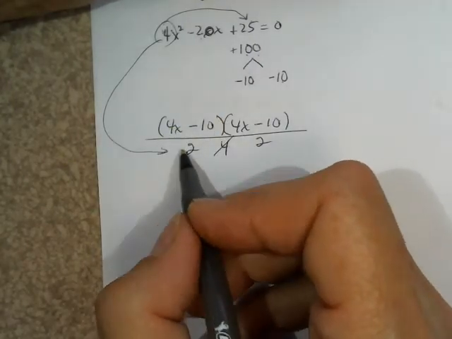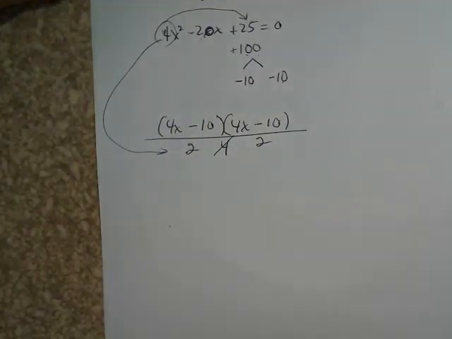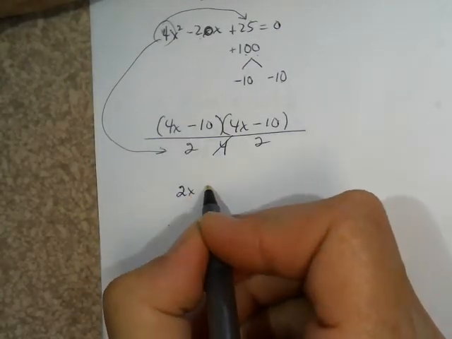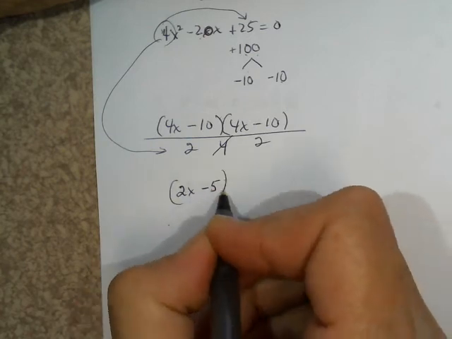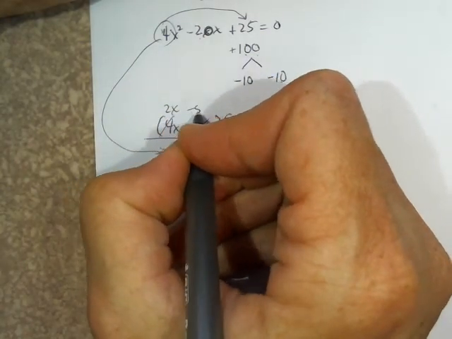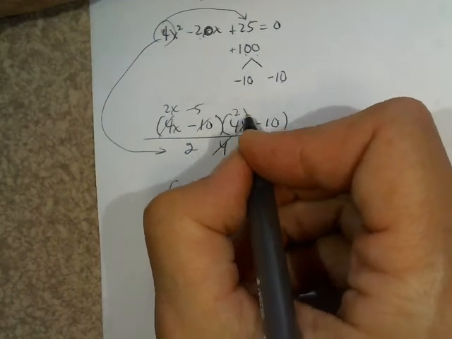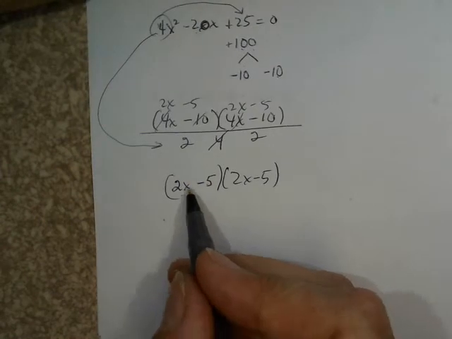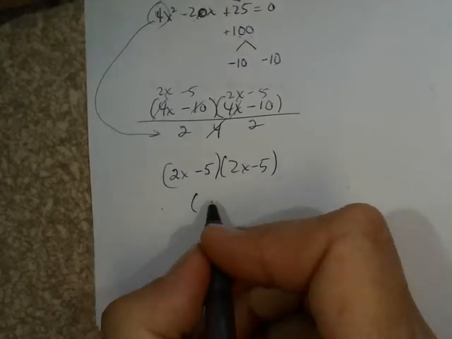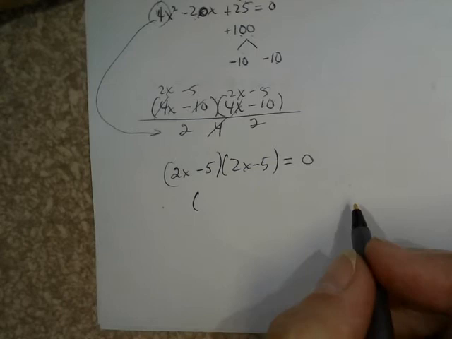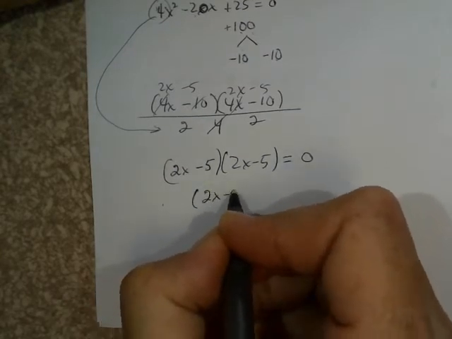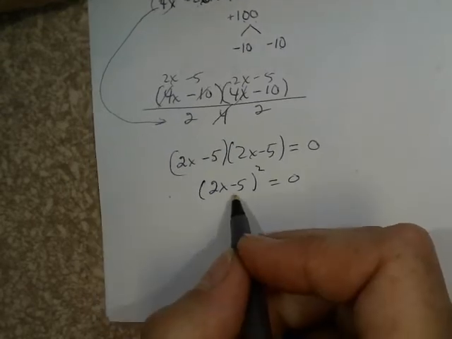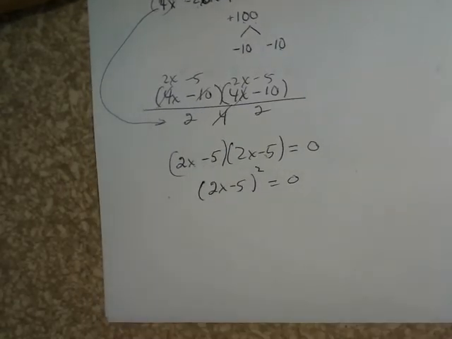And now the 4x goes into, or 4x divided by 2 is 2x, 10 divided by 2 is 5. So this becomes a 2x minus 5, and this is the same thing. This becomes a 2x minus 5. And if you ever have the same factor multiplied by itself, you can just call it 2x minus 5 to the second power. So now we really have the same factor multiplied by itself.